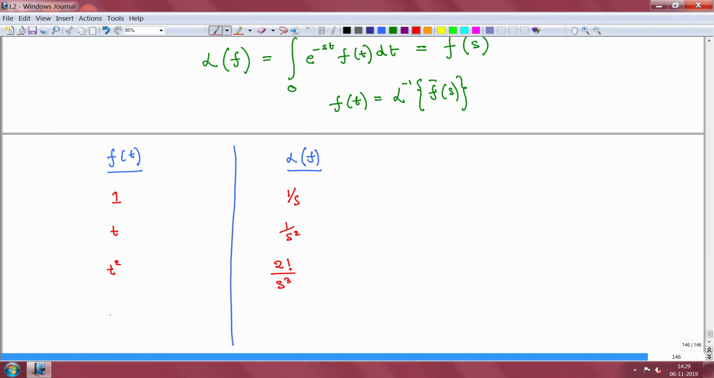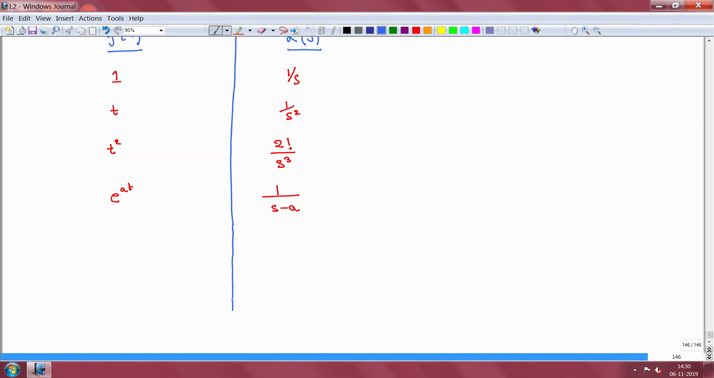the Laplace of e to the power a t comes out as 1 by s minus a, so it is a fraction. And a couple more. For example, Laplace of cos omega t comes out as s by s square plus omega square, and the Laplace of sin omega t comes out as omega by s square plus omega square.